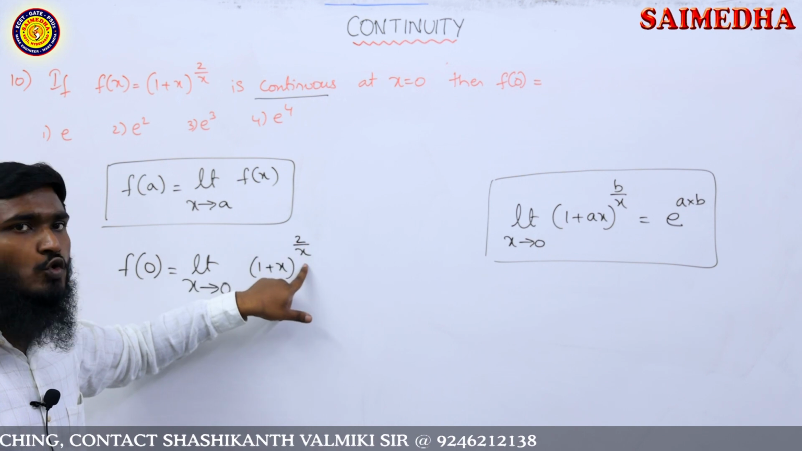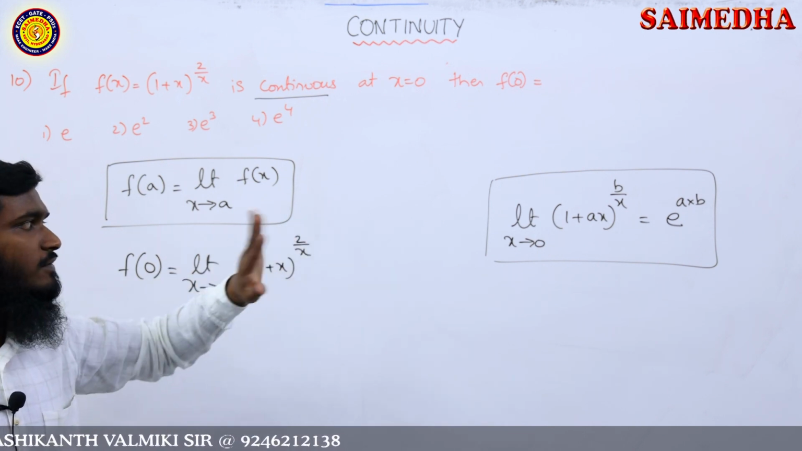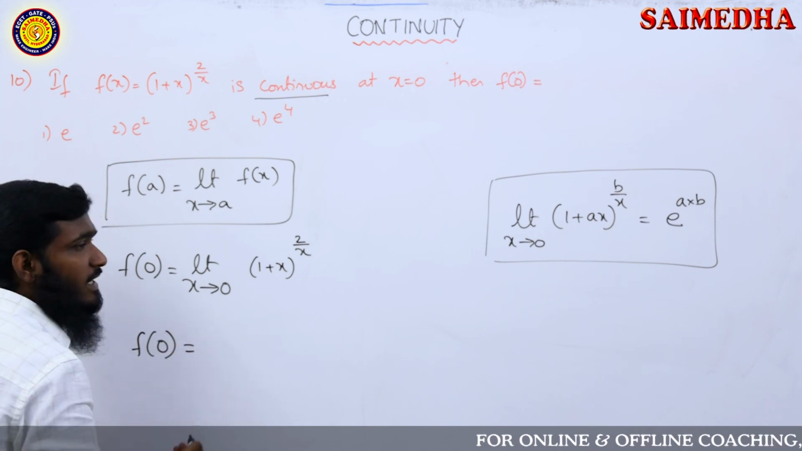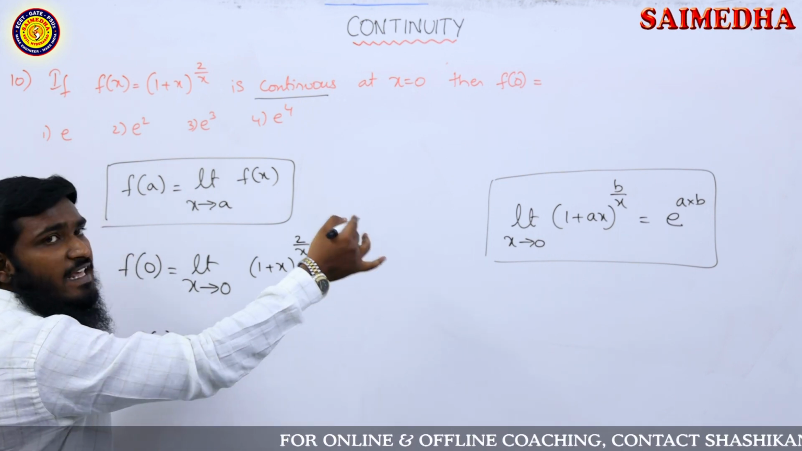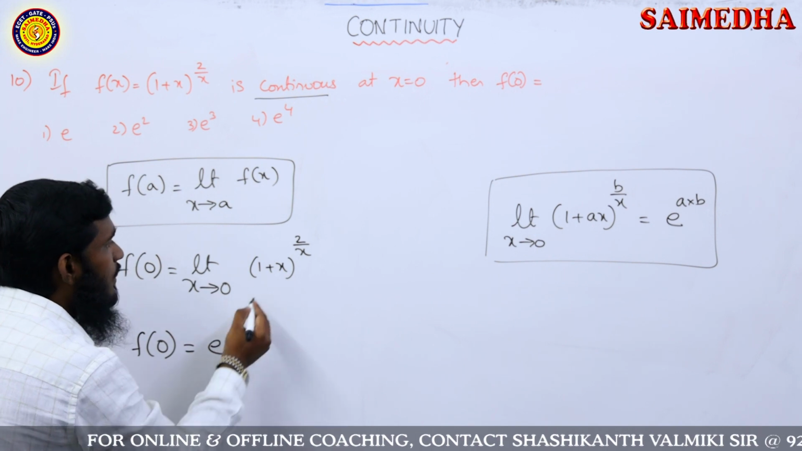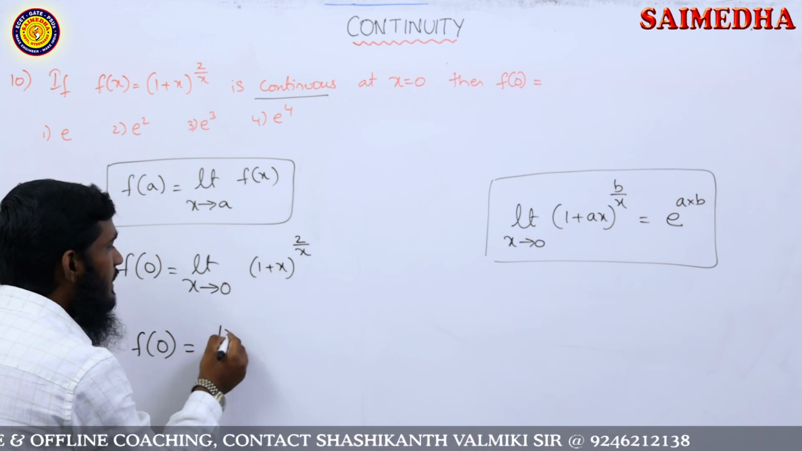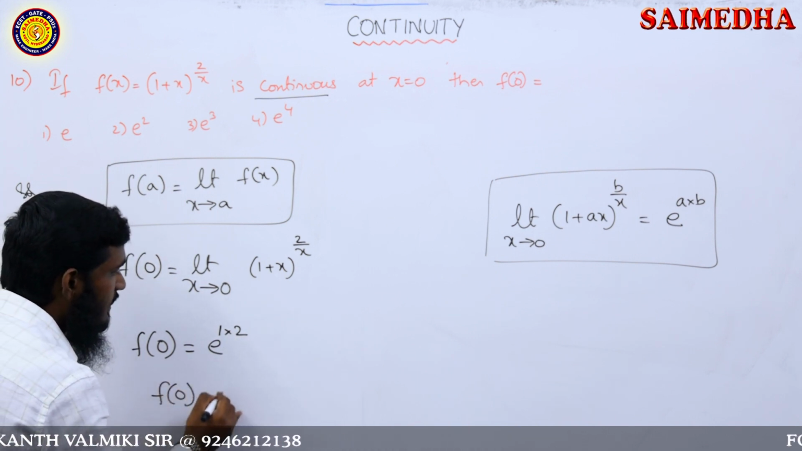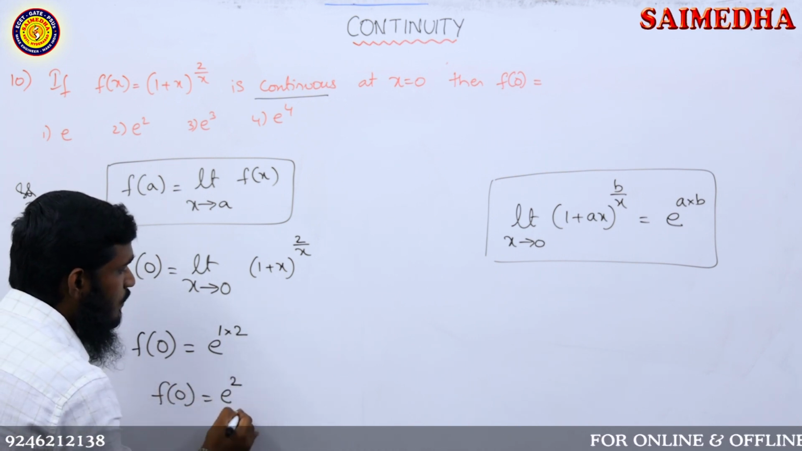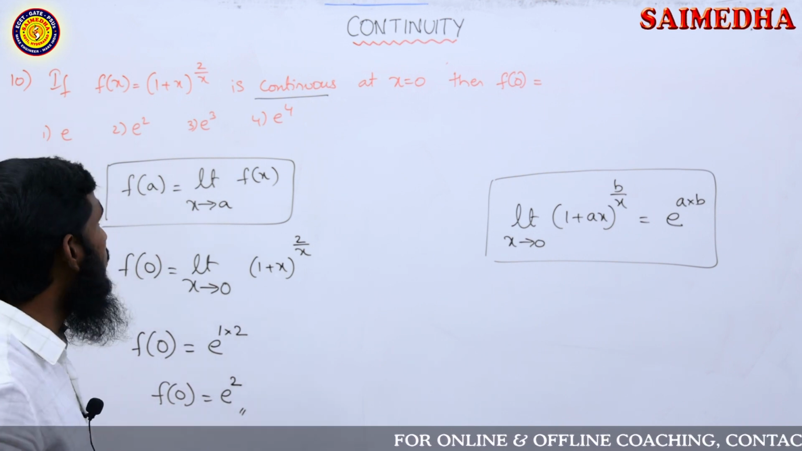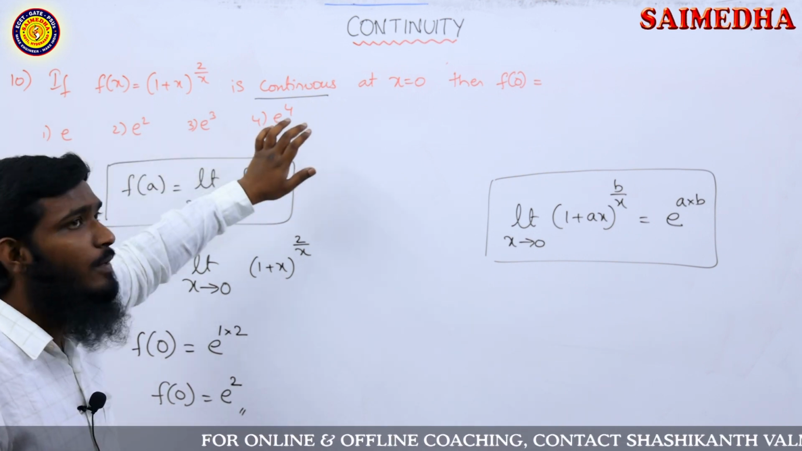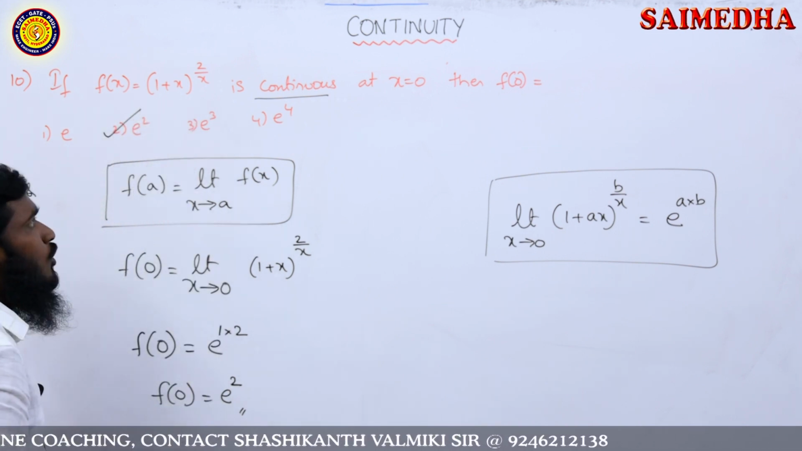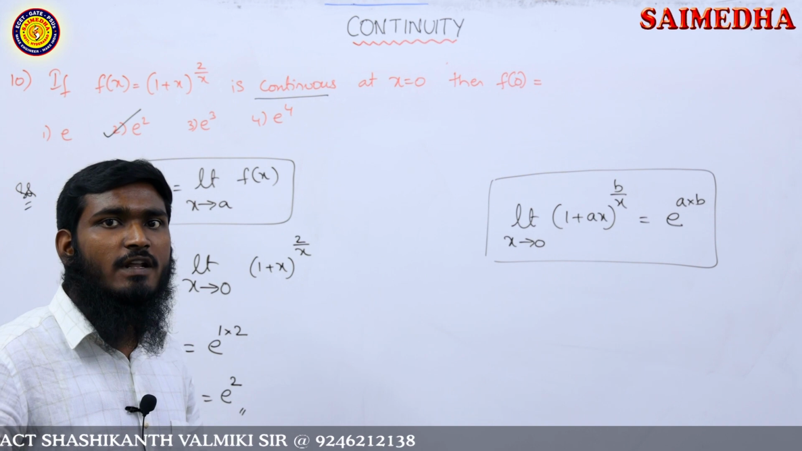b by x means it is 2 by x. What is the value of b? 2. We have to substitute that part. Simple. So f of 0 is equal to, what can we write? e power a into b. e power a value is 1 into b value is 2. So the f of 0 value is equal to e power 2, or e square. Let us check the options over here. e square, e cube, e power 4 are given. So which option will be correct? The second option, which is e square, will be correct.